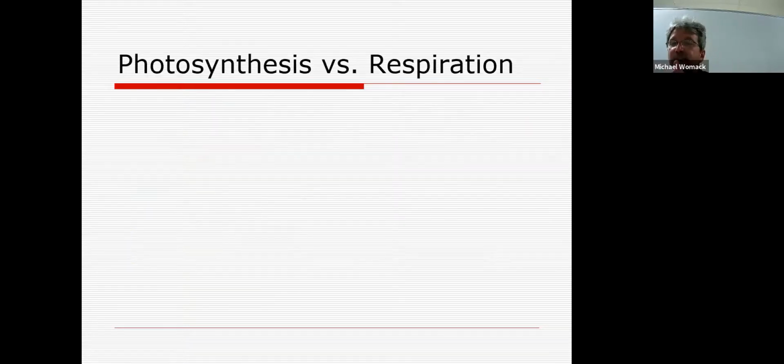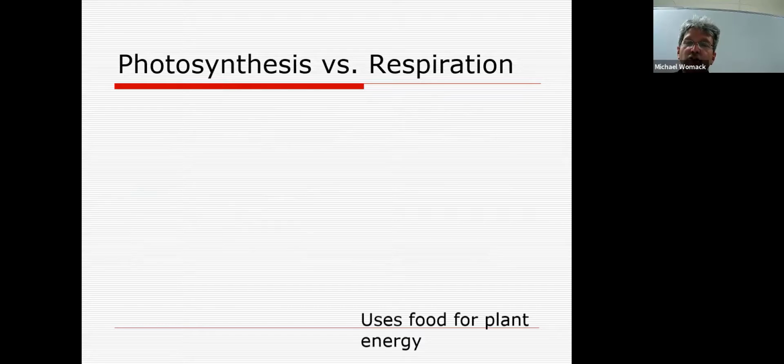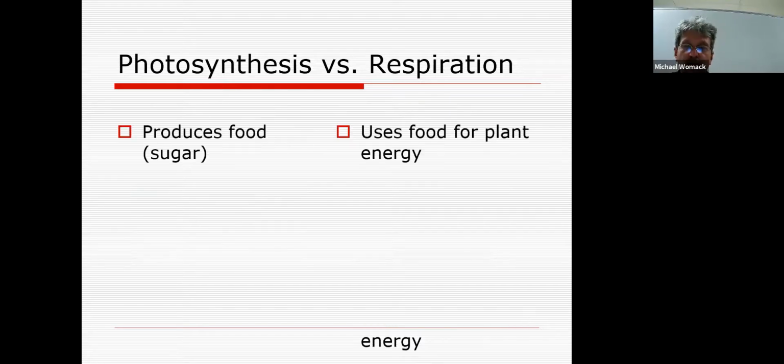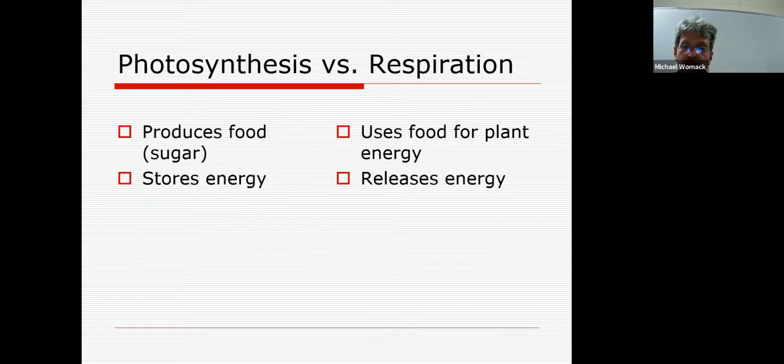So looking at them side by side, again, photosynthesis versus respiration. Photosynthesis produces food. Respiration uses food for energy. So one produces sugar, one uses the sugar. Photosynthesis stores the energy. Respiration is going to release the energy. It stores the energy by making chemical bonds. It releases energy by breaking apart the chemical bonds.